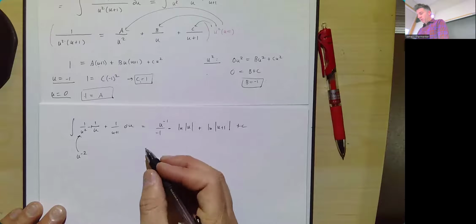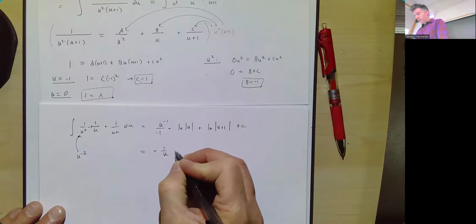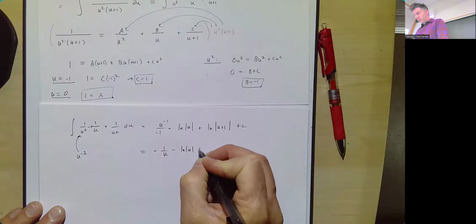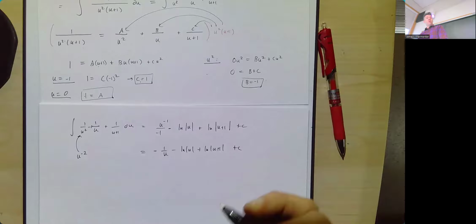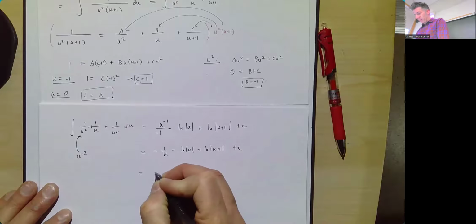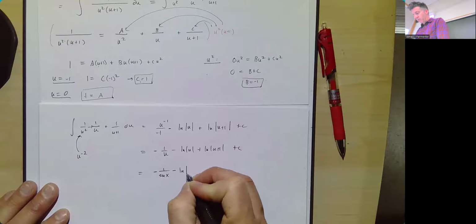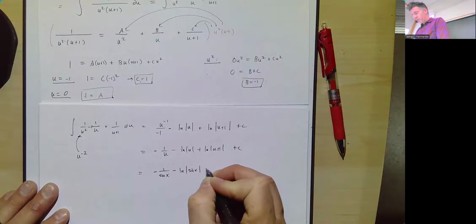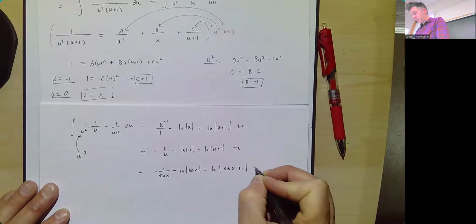So finishing this off, I would rewrite this as -1 over u minus the natural log of the absolute value of u plus the natural log of the absolute value of u plus 1. And then we still have to go back and plug in what our choice for u was. Way back in the beginning, we plugged in u equal to sine of x. So our actual final answer is -1 over sine of x minus the natural log of the absolute value of sine of x plus the natural log of the absolute value of sine of x plus 1.